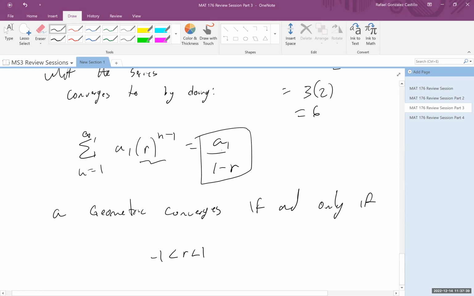Any questions on that? Geometric series are probably the nicest series that we deal with. I personally don't like them, but they're very nice. They behave really nicely, and we can actually figure out with only our Calc 2 knowledge what they converge to.